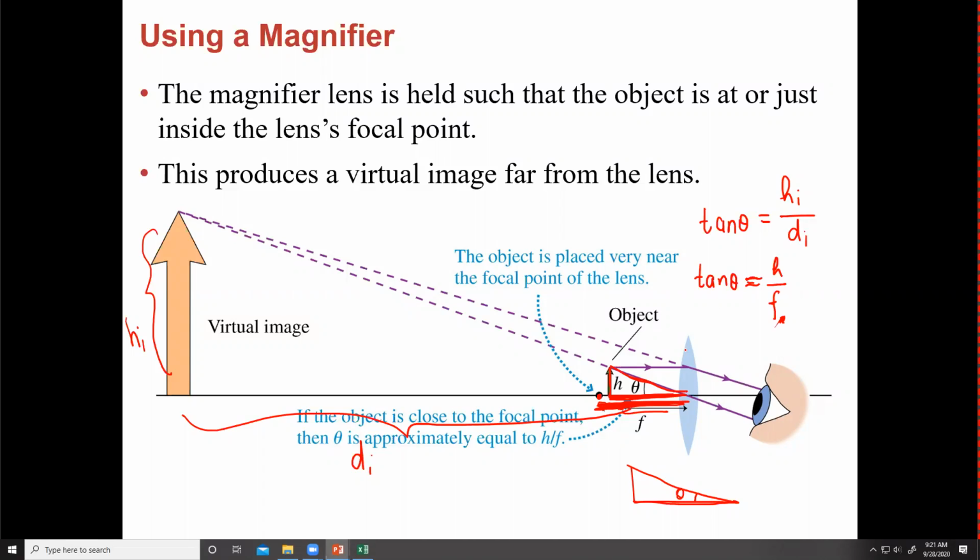And for small angle, we can write this as theta equal to h over f, okay? Again, we are here getting tan theta is equal to this height of the object over this distance, which is more or less equal to f, the focal length of that lens. So h over f is the angular size with the aid of a magnifying glass.